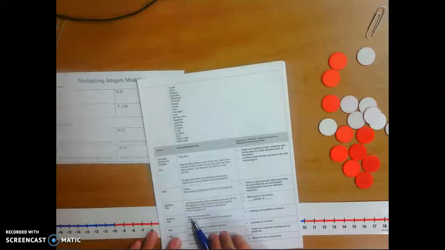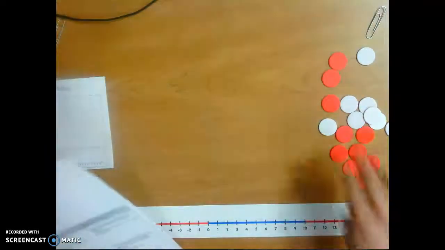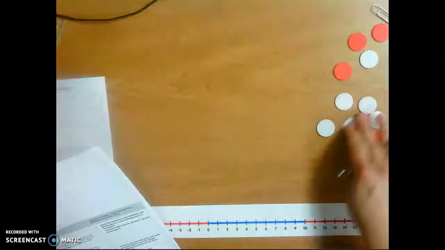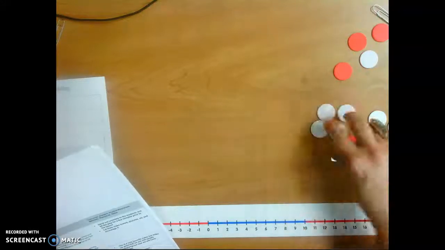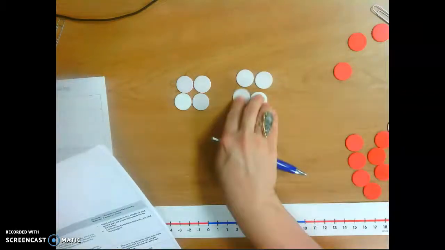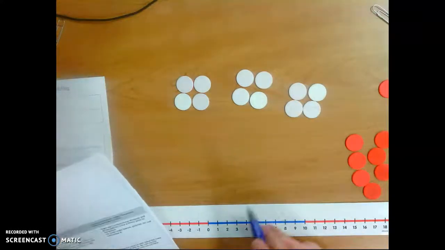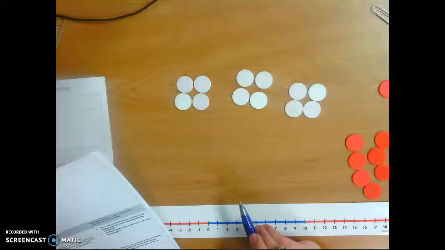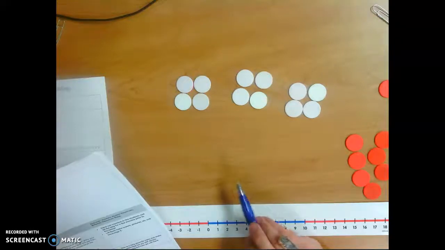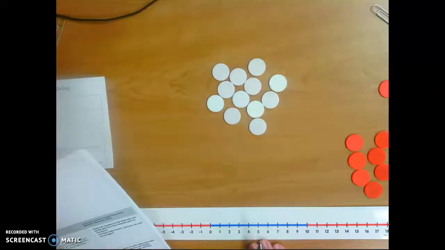The first thing we're going to have our students model is 3 multiplied by 4, or 3 times 4, or 3 groups of 4. So what we're going to have is 3 groups of 4 white or yellow counters. So group 1, group 2, and group 3. So 3 groups of 4. So when we're multiplying 3 times 4, we're going to have 3 groups of 4, and then we're going to put everything together to get a total, and we get a total of 12.